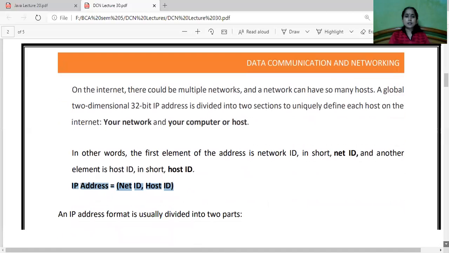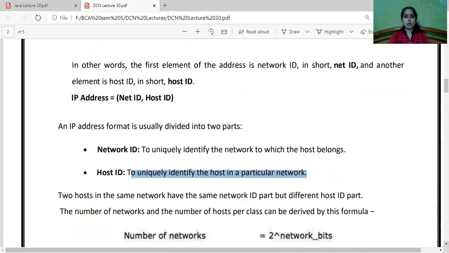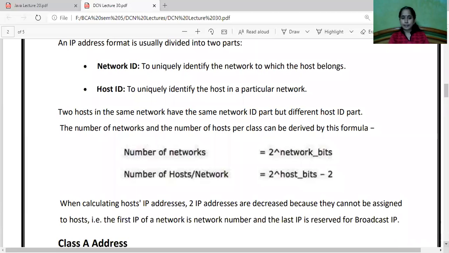नाउ नेक्स्ट, an IP address format is usually divided into 2 parts, the network ID to uniquely identify the network to which the host belongs, and the host ID to uniquely identify the host in a particular network. So this is like 2 hosts in the same network have the same network ID but different host ID. The number of networks and the number of hosts per class can be derived from the formula. Number of networks depends on 2 to raise to the power of network bits कितने आप use कर रहे हो, और number of hosts per network 2 to the power of number of host bits that you are using. अभी ये हम next class में जब आपको clear करेंगे ABCD तब बताएंगे.